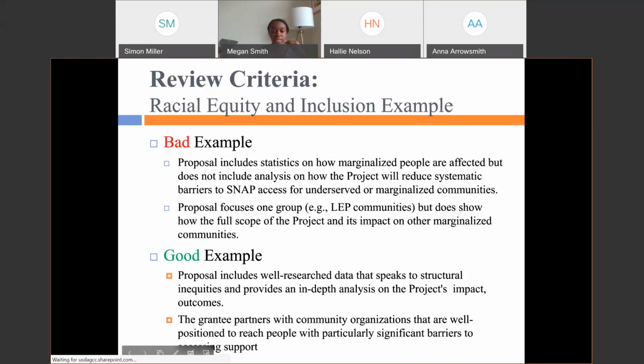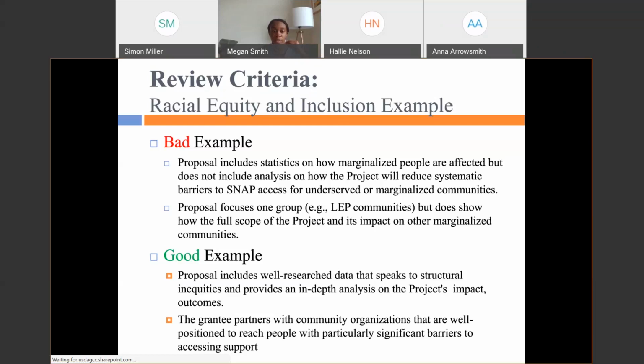So now we'll go over a few examples. A bad example might include the proposal only includes statistics on how marginalized people are affected, but does not include analysis on how the project will reduce systematic barriers to SNAP access for underserved or marginalized communities. Or the proposal focuses on one group, for example, limited English proficiency communities, but does not show the full scope of the project and its impact on other marginalized communities.